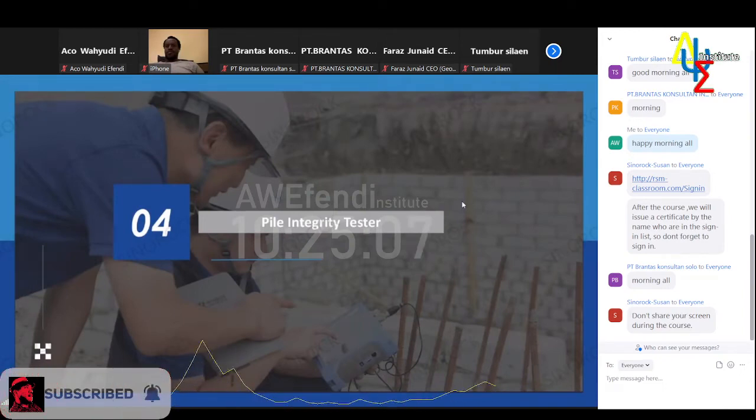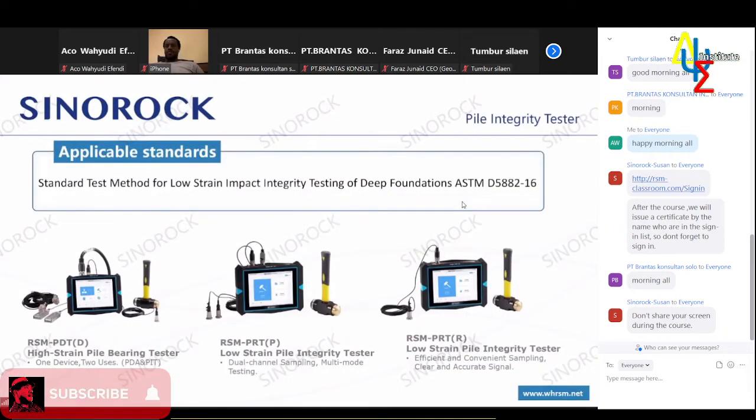Previously, we introduced the principle of low-strain testing to you. Now, let's take a look at the low-strain detection system. The current PIT testing instrument, no matter which specification, is basically attributed to the relevant provisions of the current industry standard, ASTM D5882-16. What are the RSM series low-strain PIT devices of Synarock? In the figure below, RSMPDT-D high-strain pile bearing tester is on the left.